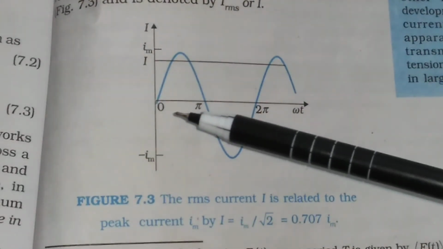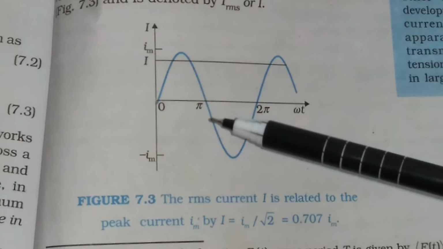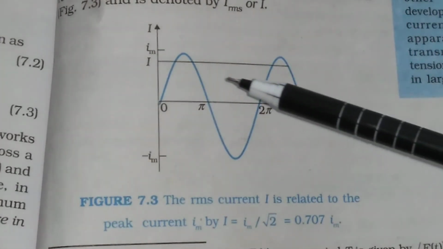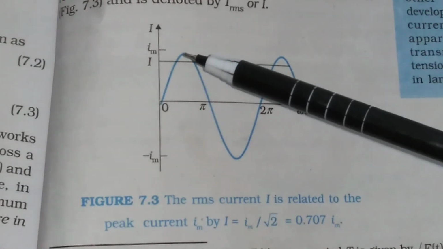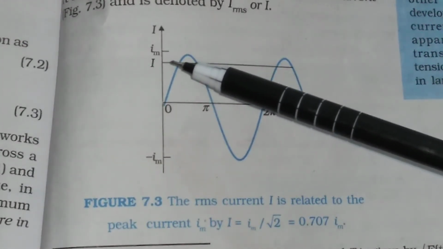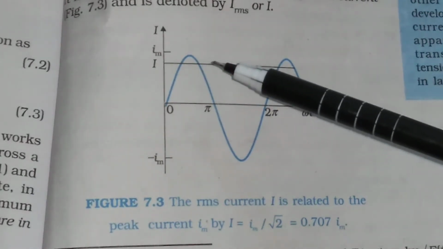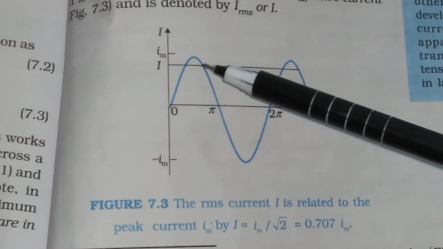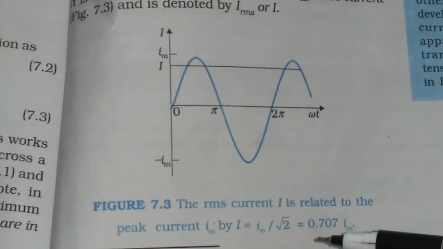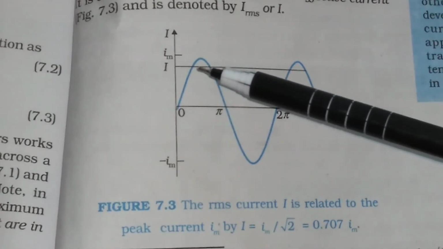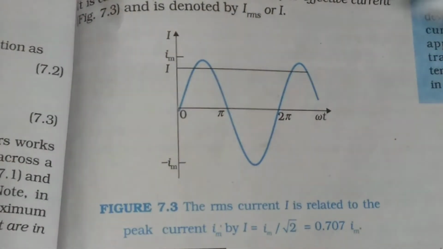In the figure you see, suppose this is the instantaneous current I equal to Im sin omega t, and this is the peak value of current Im. This is the peak value of current, and this is the RMS value of current, which is equal to Im by root 2, equal to 0.707 Im. This is called the DC value of current.